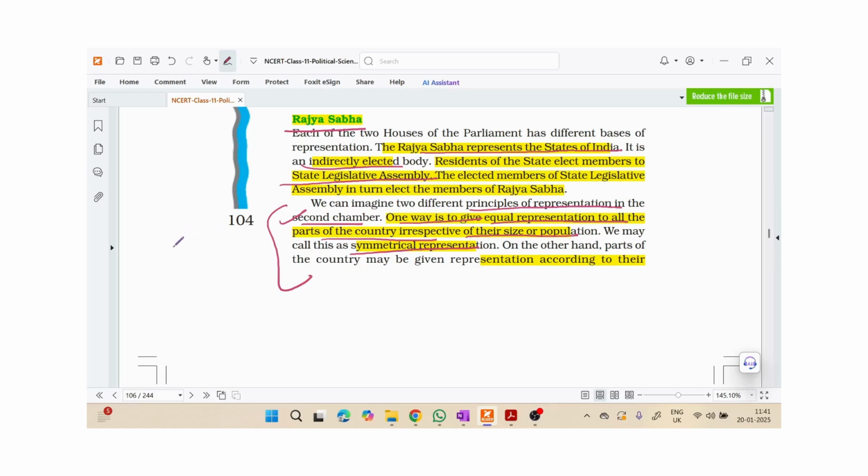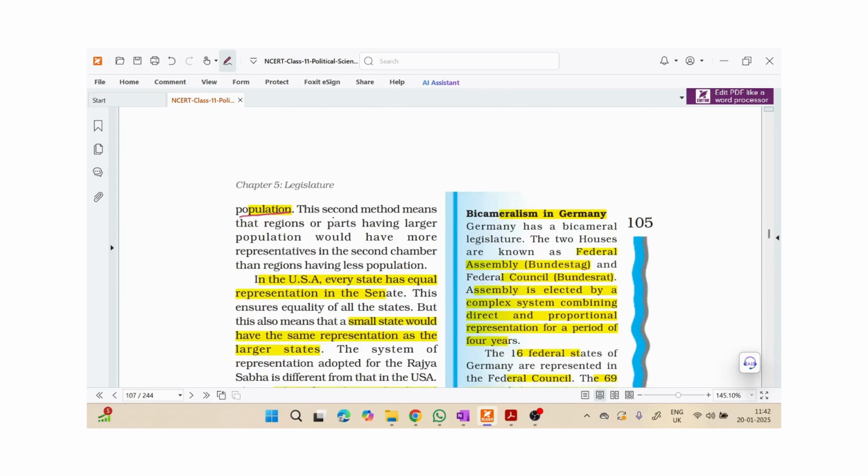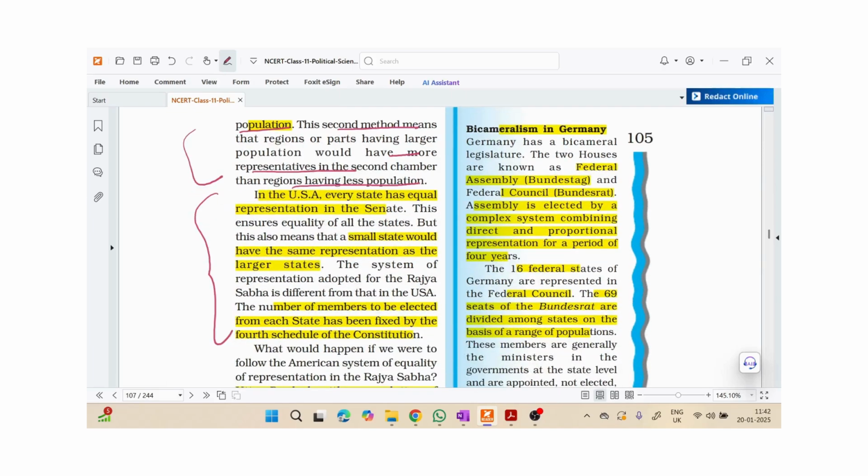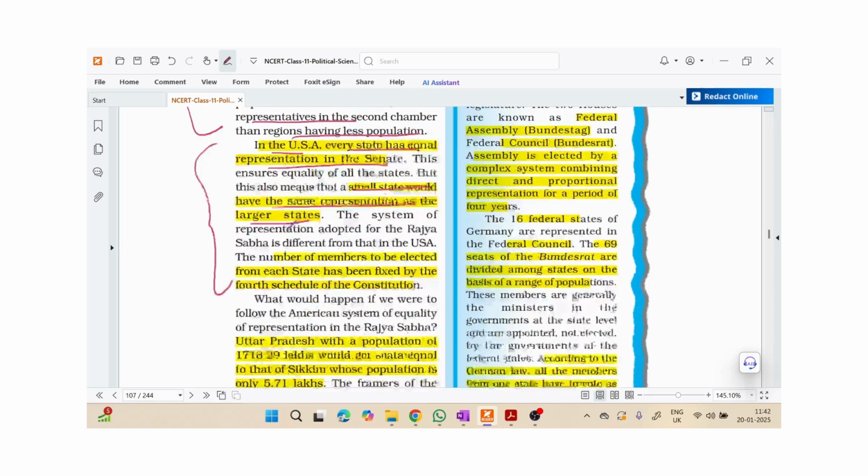तो ऐसा उन कंट्रीज में पॉसिबल है जहाँ पे या तो पॉपुलेशन कम है या होमोजीनियसली स्प्रेडेड है. And दूसरा तरीका is to give representation according to their population. So in the second method, different regions which have larger population will have more representatives in the second chamber than the regions that have less population. So in the case of the USA, every state has equal representation in the Senate. So in this case, small state would have the same representation as the larger state.